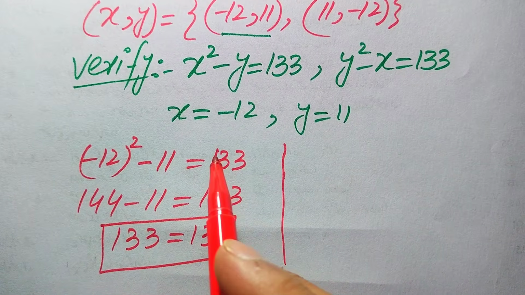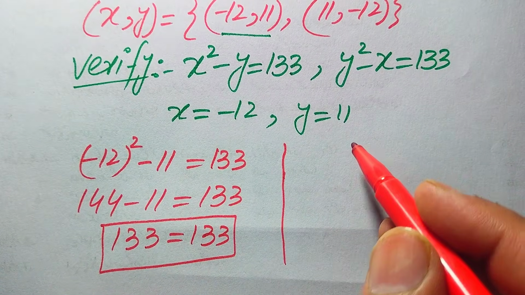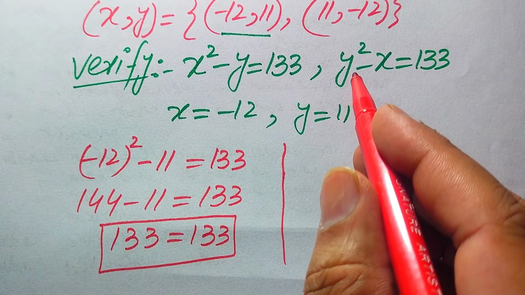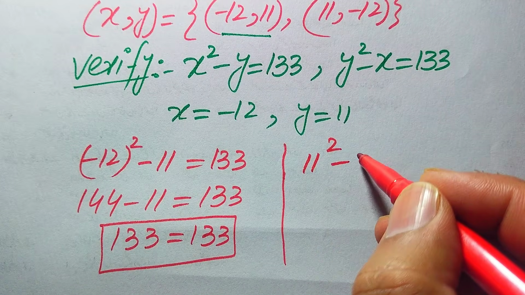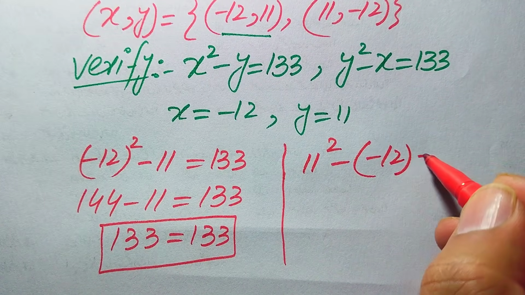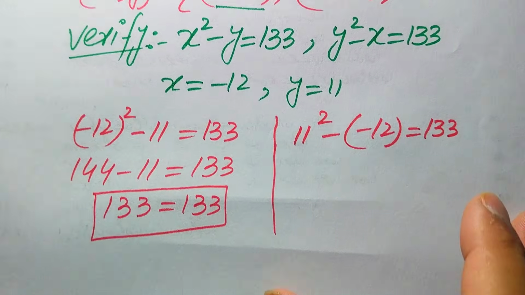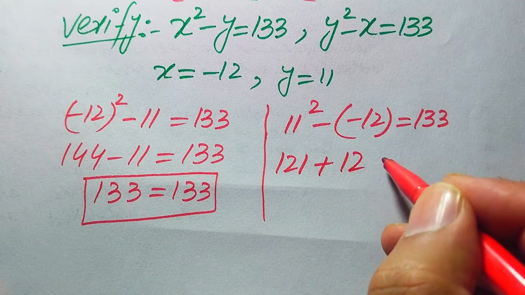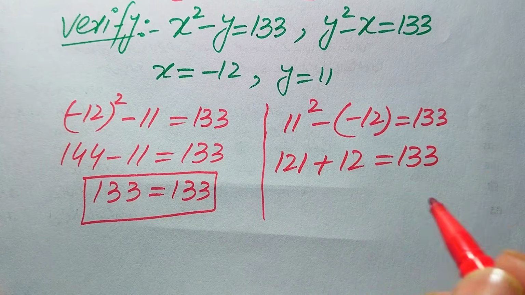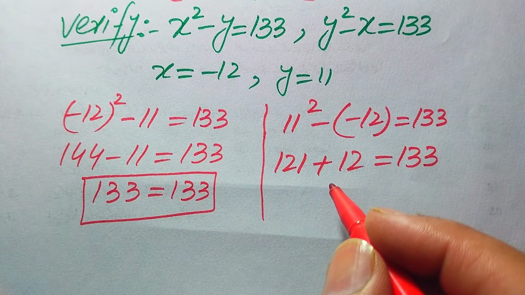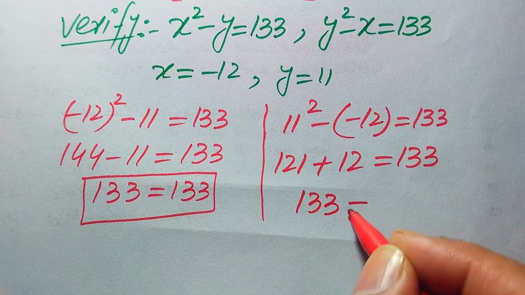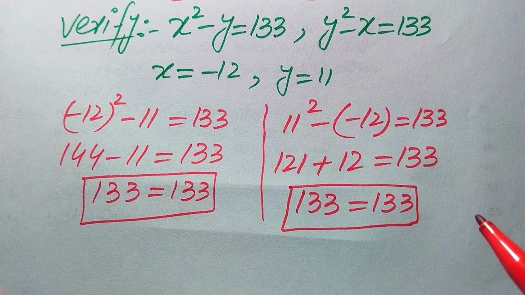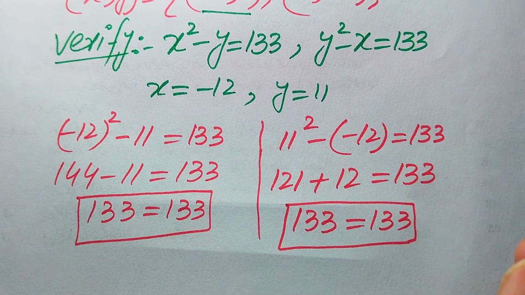133. This shows that the values x and y satisfy our first equation, and in the same pattern we verify the second equation, and we have y squared. The value of y is 11 squared minus 12 is equal to 133. So 11 squared becomes 121. This is minus times minus becomes plus 12 is equal to 133. So 121 plus 12 is equal to 133 is equal to 133. This again shows that both of the sides are equal. It means that the values x and y satisfy both of these two equations.